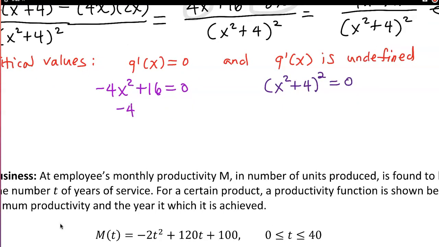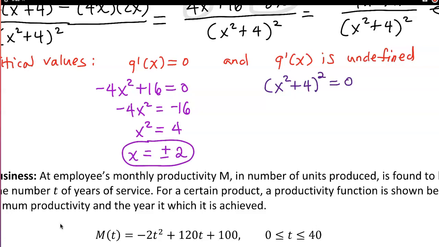If I subtract 16 from both sides, I get negative 4x squared equals negative 16. Let me divide both sides by negative 4. I get x squared is equal to positive 4. By taking the square root of both sides, I will get the first two critical values: positive 2 and negative 2.